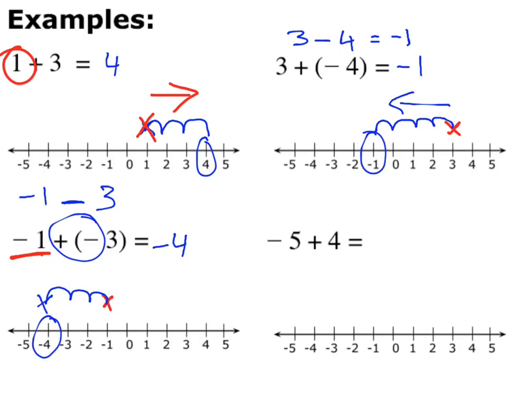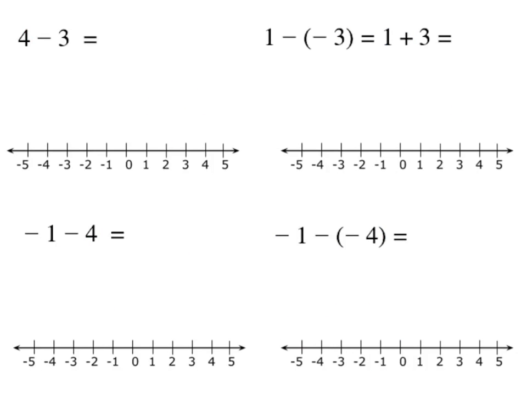Our fourth one here, negative 5 plus 4, so I'm going to start at negative 5. I'm adding on 4, so I'm going up by 4 units, and that takes me to negative 1. So those are ones when we're just adding on numbers. Let's have a look at some examples when we're subtracting numbers.